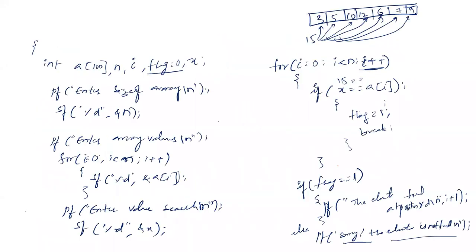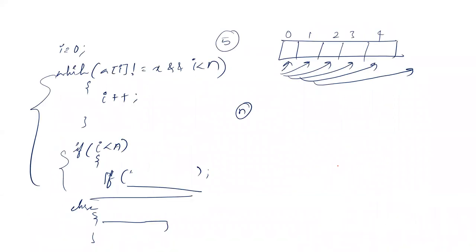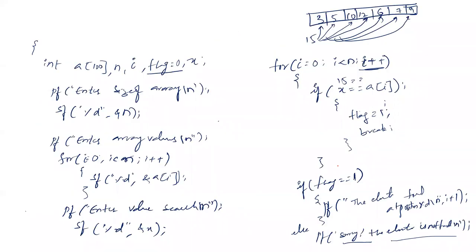You can go with this logic or you can go with this logic. Which logic is easy for you? You can write any logic. Okay, and this is writing normally. If you want to write a function, we have to implement this using a function also.